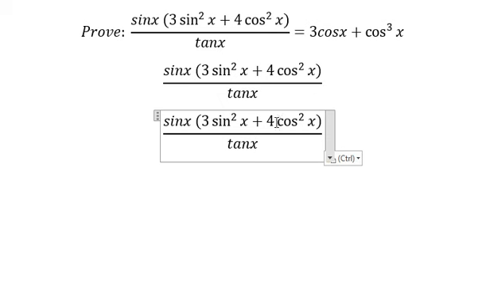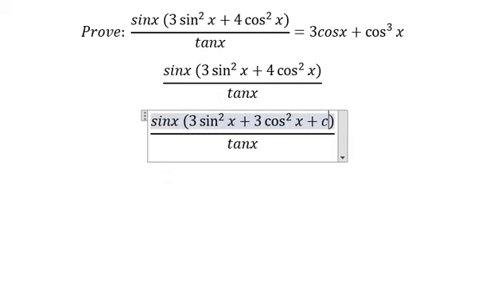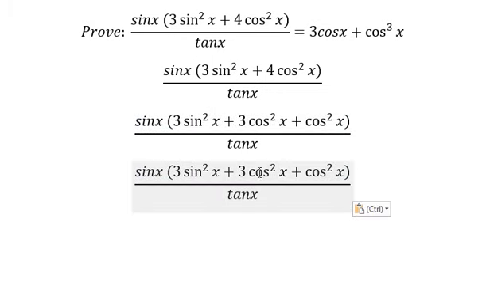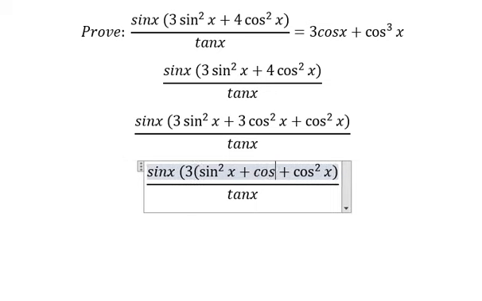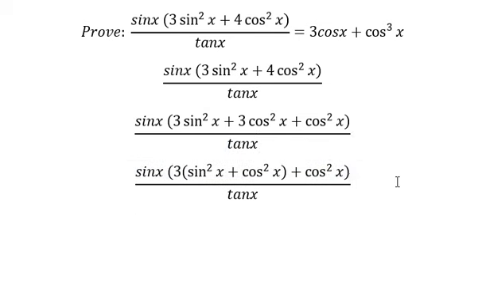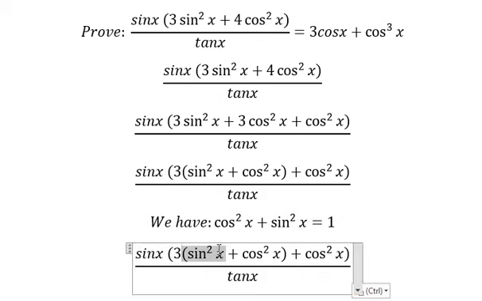So we see that this one we can put into 3 cosine x squared and cosine x squared. Next, for the 3 and the 3, we can do factorization. Next, we have the formula in here: cosine x squared plus sine x squared equals 1. And now we change this one into 1.